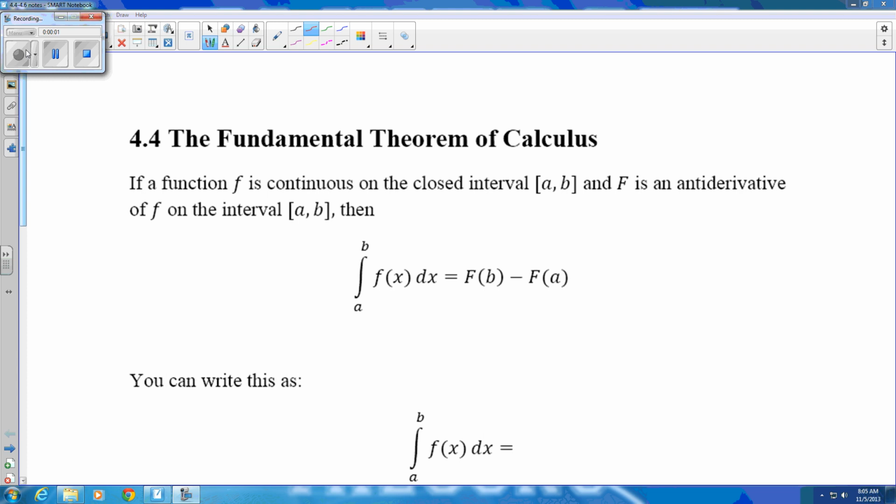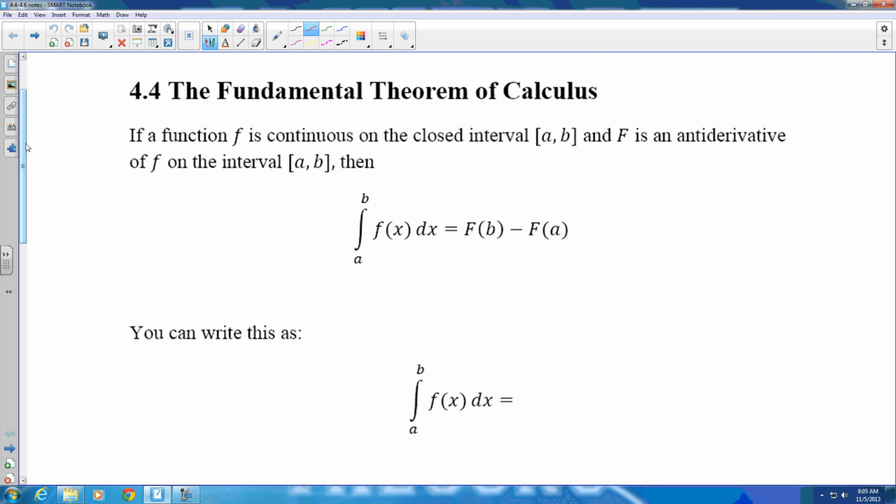Okay, we are starting section 4.4, which is going over the fundamental theorem of calculus. When we have a continuous function on a closed interval from a to b, and capital F is the antiderivative of little f on that interval, then to find a definite integral, which means you have a and b instead of no limits at all, you take the integral of the function and then plug in the top number, b, and subtract off plugging in the bottom number, a.